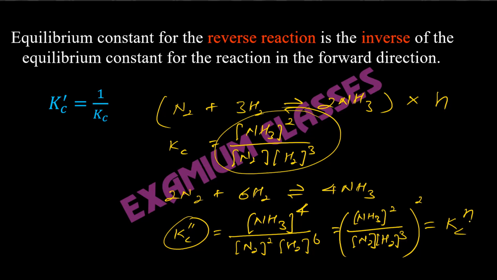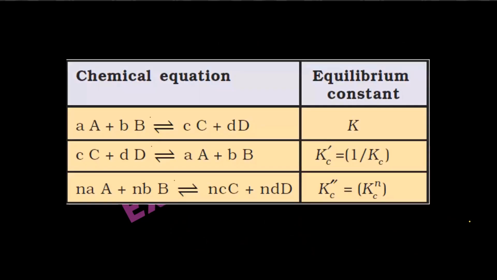These simple points you need to remember. So here is a summary of this. If for this reaction, the normal reaction, the equilibrium constant is Kc, then for the reverse reaction, that is products here, reactants here, it will be 1 by Kc. And if you multiply it by n, it will be Kc to the power n. So the factor will go in the power.